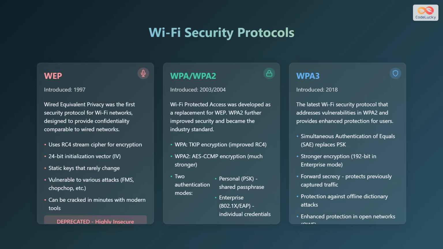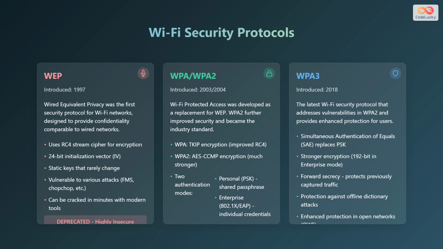Let's review the security protocols used in Wi-Fi networks. The first is Wired Equivalent Privacy, introduced in 1997. It was the first security protocol for Wi-Fi networks, designed to provide confidentiality comparable to wired networks. It uses the RC4 stream cipher for encryption, a 24-bit initialization vector, and static keys that rarely change. It is vulnerable to various attacks like FMS and chop-chop attacks, and can be cracked in minutes with modern tools, and therefore it is deprecated and highly insecure.